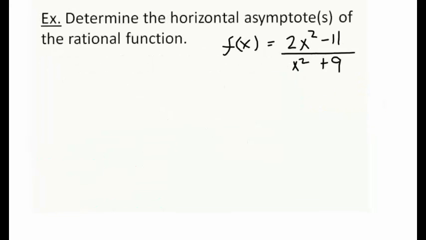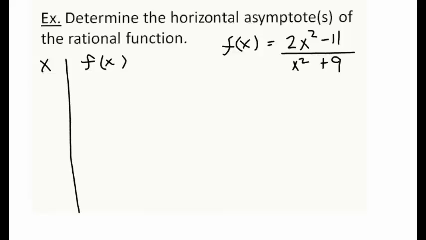In this example, we're going to try to determine the horizontal asymptotes of the following rational function. f of x is equal to 2x squared minus 11 all over x squared plus 9. Now, in your calculus course, you're going to develop some ways to figure out your horizontal asymptotes relatively quickly. But for our pre-calculus course, the easiest way for us to figure out the horizontal asymptotes is to do a table of values.